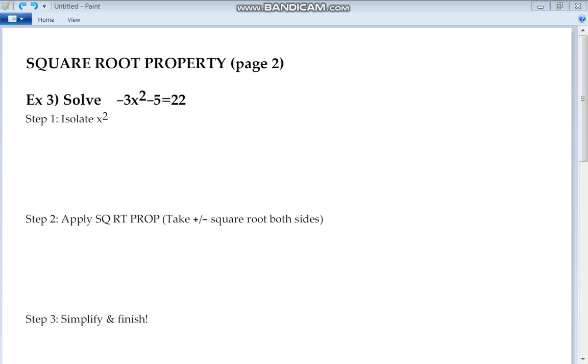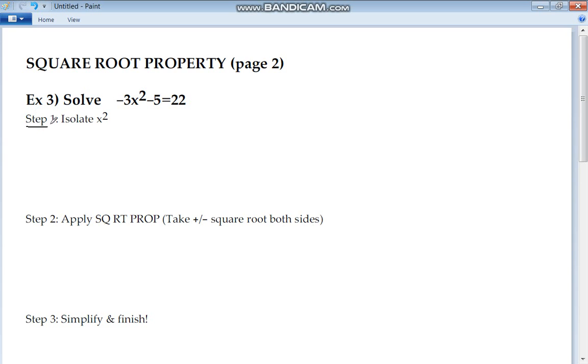We are continuing the discussion on the square root property, page 2, with our third example. We are going to solve negative 3x squared minus 5 equals 22. And you'll notice the same issue is here that we had in the previous video. There's no x to the first power in this equation. There's only x to the second power. And that indicates to us it's actually an easier problem to solve than had there been both the x squared and the x. Let's start with step 1.